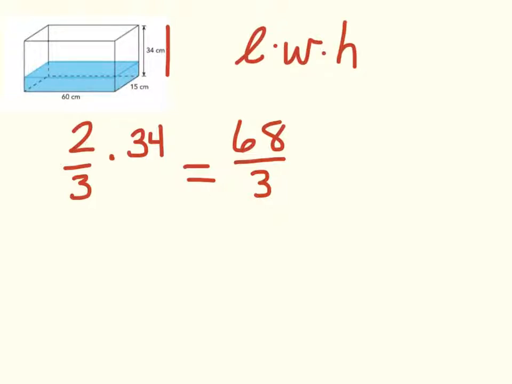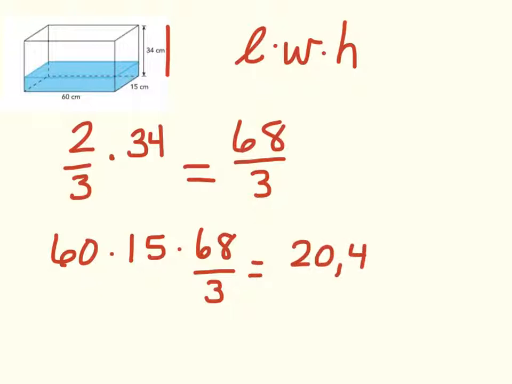In order to find the volume needed, let's take length, 60, times width, 15, times the height we need to fill the tank, 68/3. We're just going to go ahead and multiply that all across, and it gives us an answer of 20,400 cubic centimeters of water.